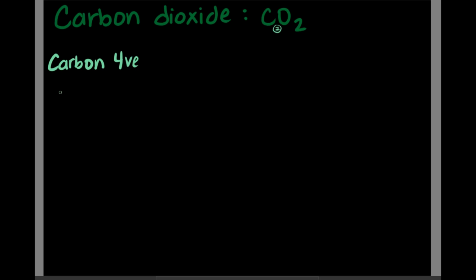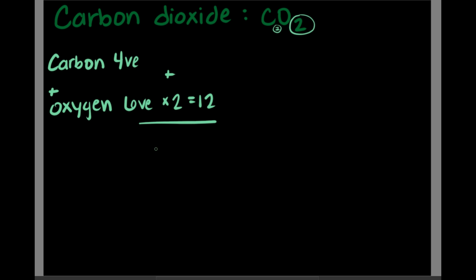So the first step would be to count up the total number of valence electrons that we have. In this case, again, carbon has 4 valence electrons and it only has a 1 for its subscript, so it would be 4 times 1 plus oxygen, which has 6 valence electrons, times its subscript of 2, doing 6 times 2, giving us 12. We add both those up, so 4 plus 12 gives us 16 total valence electrons.